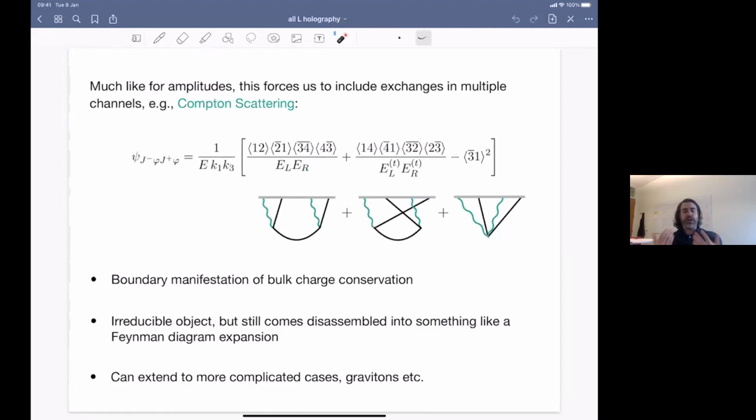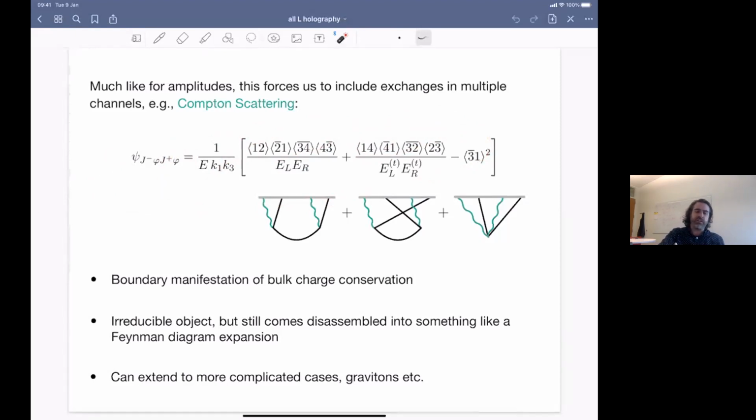And much like for amplitudes, in many cases, this forces us to include exchanges in more than one channel. So as a very concrete example, here's the 4-point wave function for Compton scattering in de Sitter space. You shouldn't worry too much about these peculiar spinor brackets. They're just capturing the helicity information of the external particles. But the important thing is that this object, the full object, is the only thing that satisfies both the constraints of de Sitter symmetry and current conservation.